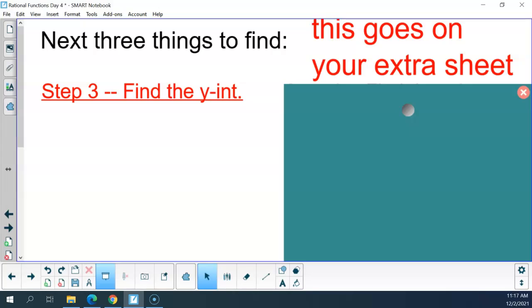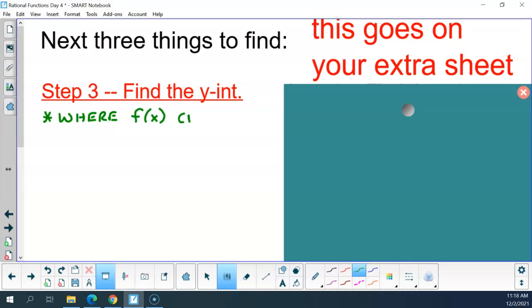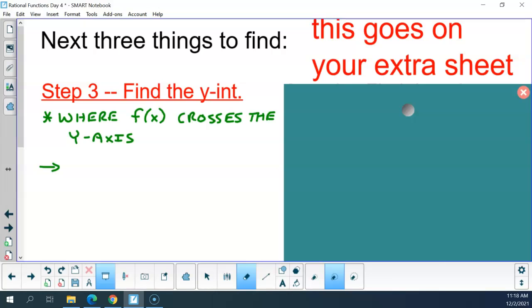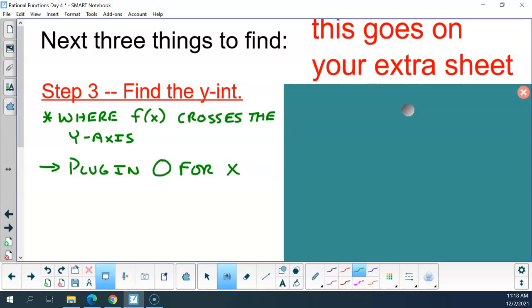So step number 3 on your sheet. Step number 1 was find the domain and any vertical asymptotes. Step number 2 was find the horizontal asymptote. Step number 3 now is we need to find the y-intercept. The y-intercept is where our function crosses the y-axis, but really it is where we plug in 0 for x, because it's where x is equal to 0. So we're going to plug 0 into our function and get out a value.